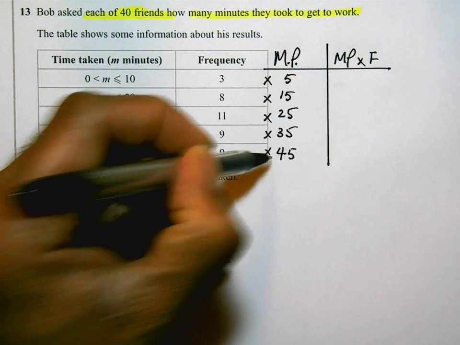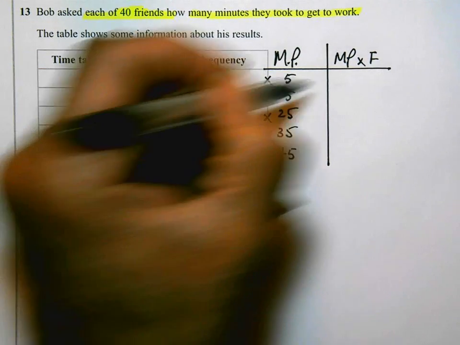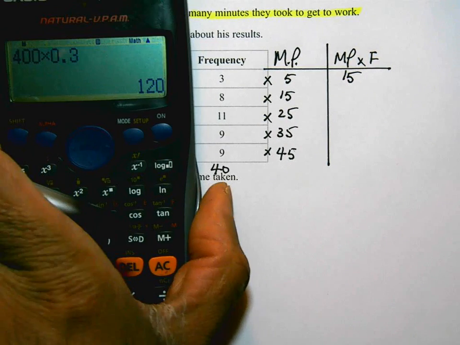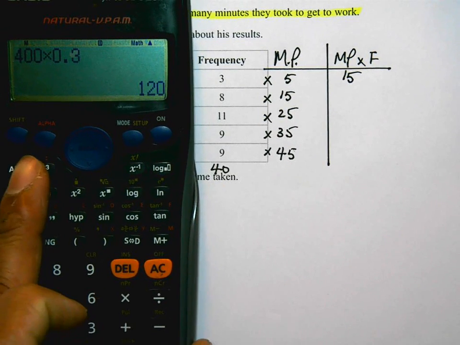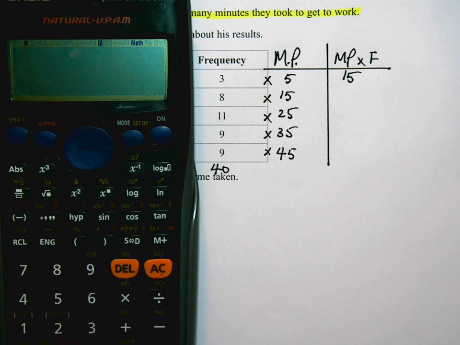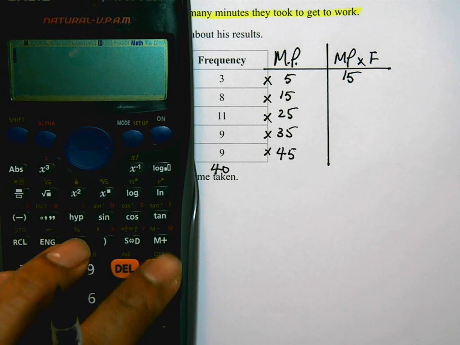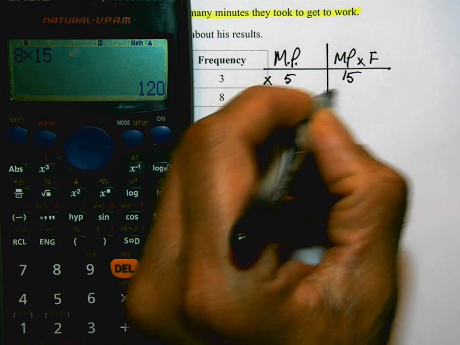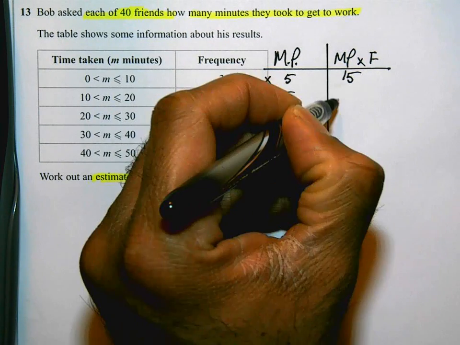Now I need to do midpoint times frequency. So the midpoint times the frequency. And I know the first one, it's going to be 15. I'm going to use the calculator for all of these just to make sure that there are no errors and I'm going to get full marks. Okay, so we have 3 times 5 is 15. 8 times 15, 120. So the second one is 120.